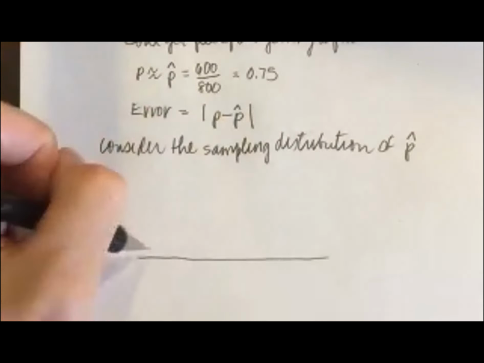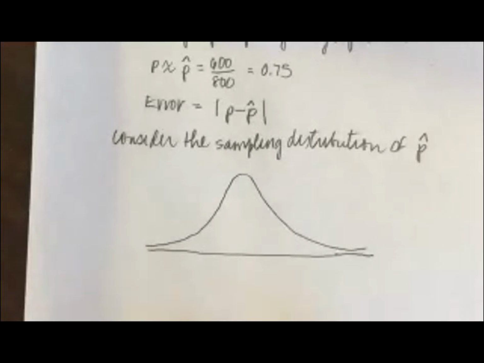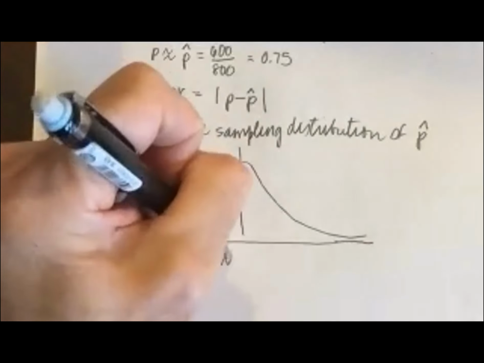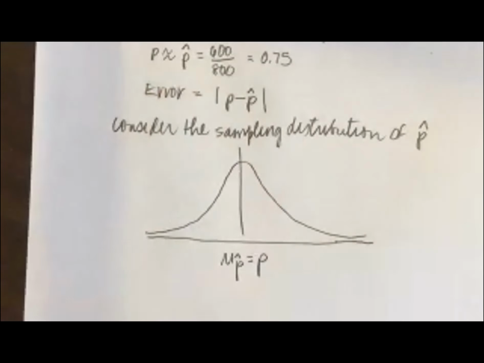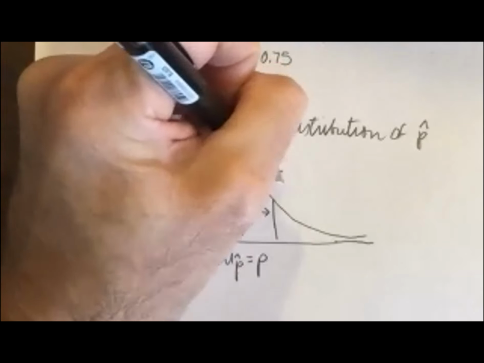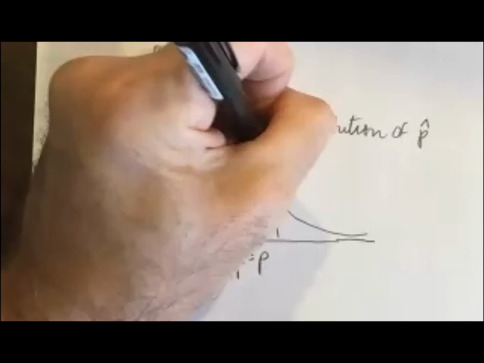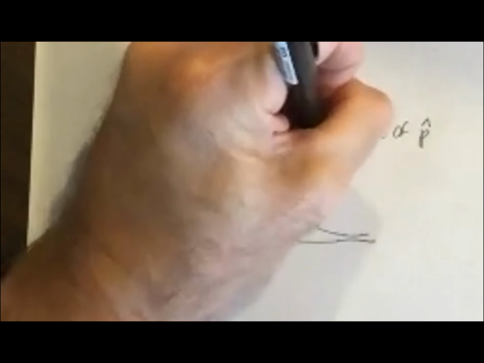So what we would do is take lots and lots of samples of size 600, and make a big histogram and see what it looks like. It turns out that the distribution of all the sample proportions would be normally distributed with a mean equal to the population proportion and a spread, the standard deviation of P hat, equal to the square root of PQ over N.